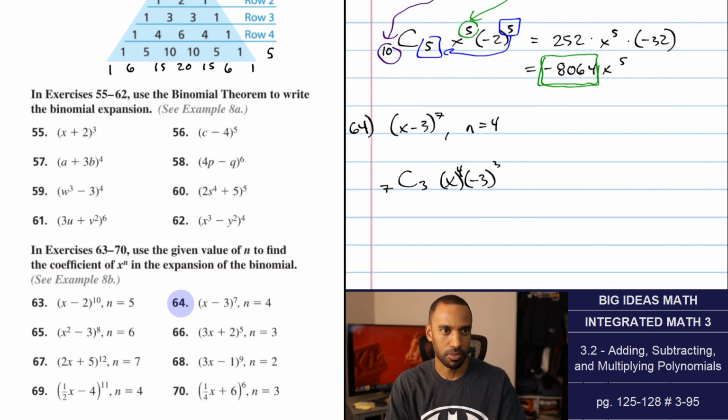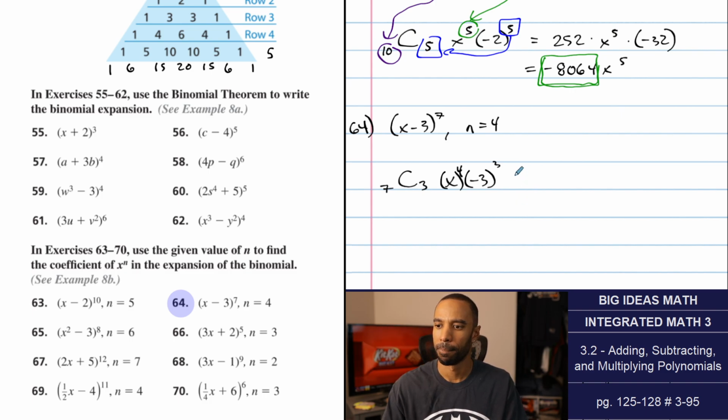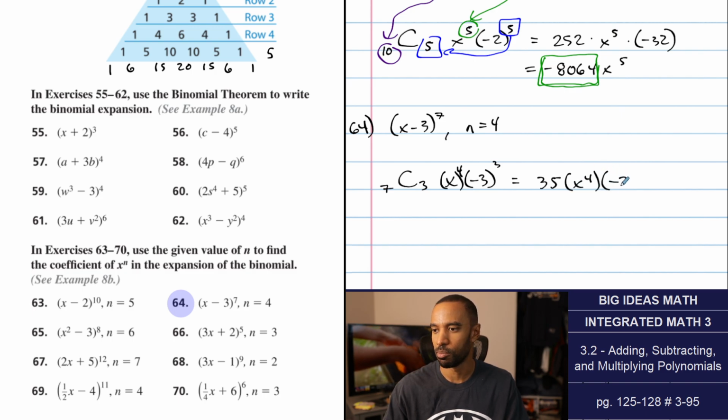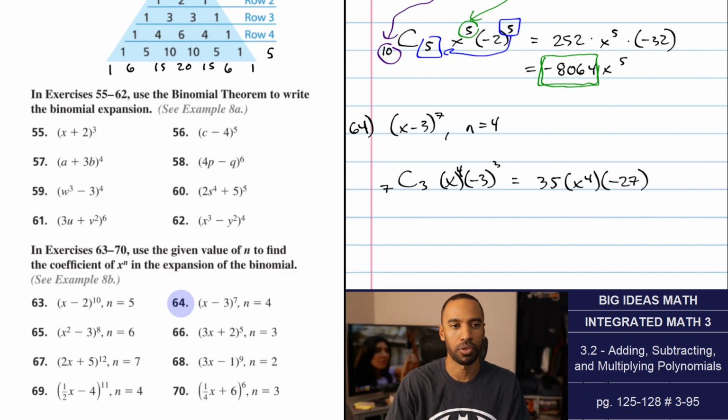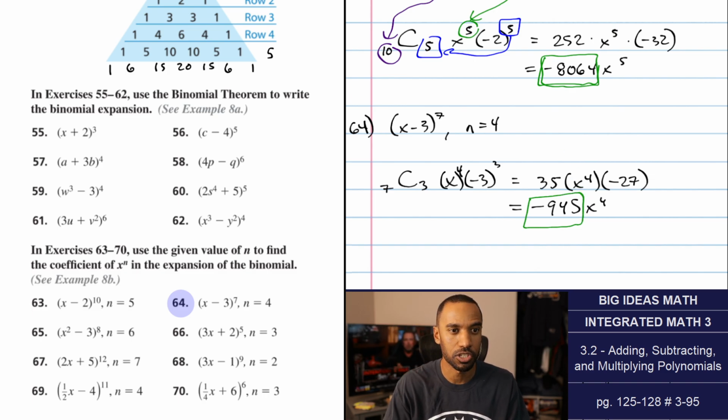So we're going to do the same thing. I've got to do 7 choose 3. I'll do it in the calculator now without you. 7 choose 3 is 35. So we get, and listen, I don't care about the x to the 4th so much anymore, but I'll still leave it. So 35 times x to the 4th times negative 3 cubed, which is negative 27. So we have to do 35 times negative 27, and we get negative 945. Negative 945 x to the 4th. Negative 945 is that coefficient. That is the answer that we're trying to get.